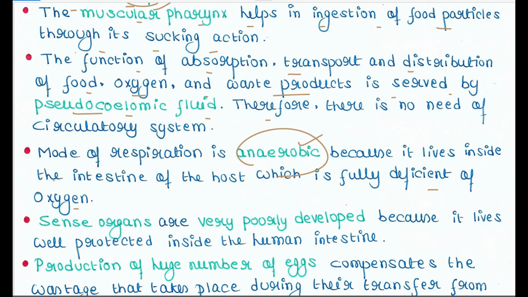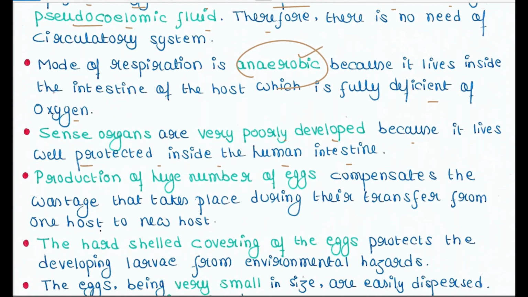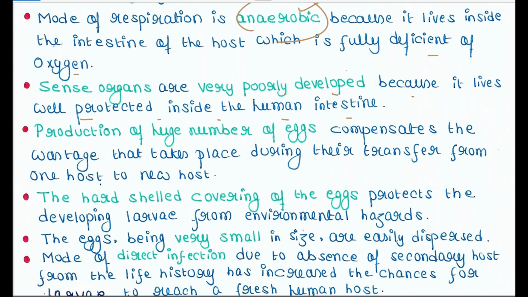Sense organs are very poorly developed because it lives well protected inside the human intestine. So why would they have sense organs? They don't require them. They are already very well protected inside the human intestine. So they basically don't require any sense organ.